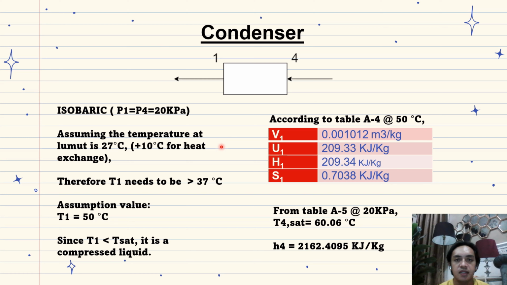The next device is the condenser. The condenser is operated under an isobaric process, meaning the pressure in stream 1 and stream 4 is the same. The temperature assumption is 50 degrees Celsius because it has to be greater than 37 degrees Celsius, which is the surrounding temperature. The stream 1 properties are determined using table A4 at 50 degrees Celsius.